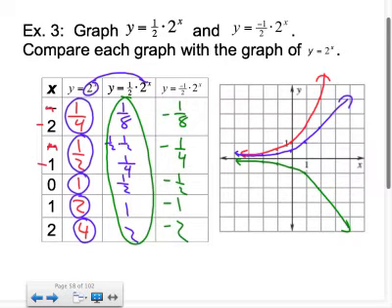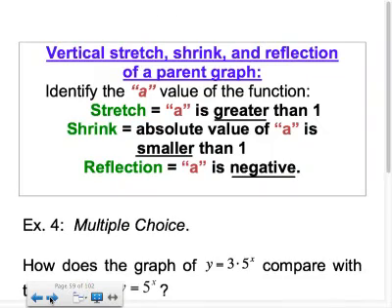Okay, and so what you'll notice here is really the blue graph and the green graph are mirror images of each other. If I were to take the blue graph and just flip it over the x-axis, I'd end up right on the green graph. And so that's what we're talking about here.